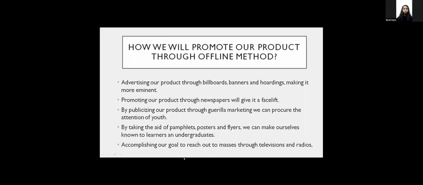By publicizing our product through guerrilla marketing, we can procure the attention of contemporary and modernistic youth. By taking the aid of pamphlets, posters, and flyers, we can make ourselves known to learners and undergraduates. We can accomplish our goal to reach out to the masses through televisions and radios. Now I'll hand it over to Khushi.